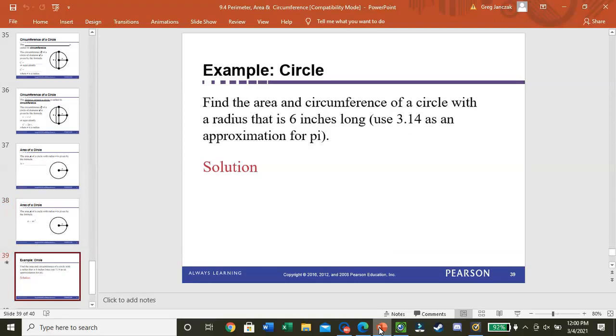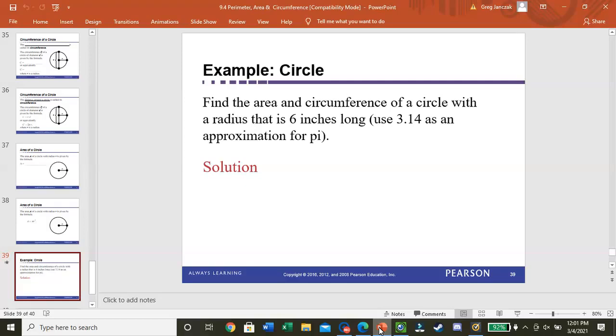Okay, find the area and circumference of a circle with a radius of 6 inches. Okay, and we're going to use 3.14 rounded. So we're using pi rounded off. Okay. Now your calculator goes on to like 15 decimal places. So that's why you may get a different number if you use the pi button on your calculator than if you just use 3.14, because the calculator goes further out. Okay, since pi is irrational, it goes on forever.